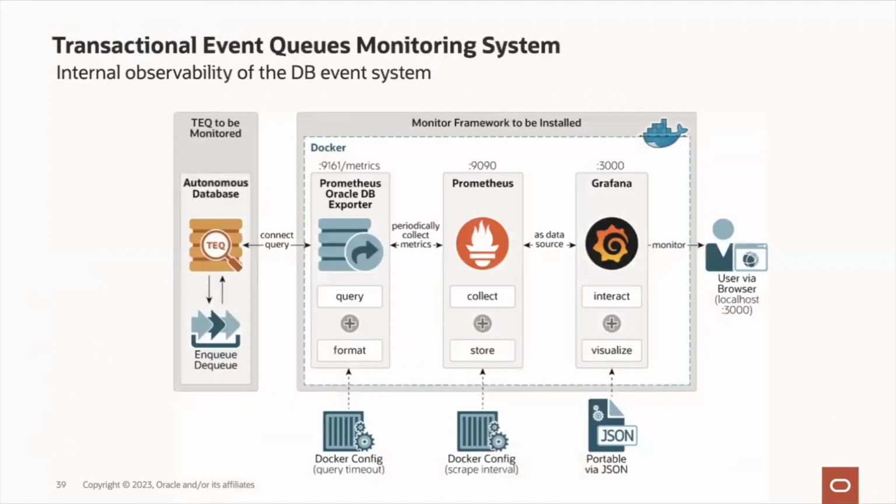Here's an illustration of the full transactional event queue monitoring system in action. On the left is the Oracle database with the transactional event queues to be monitored. As discussed earlier, transactional event queues are designed for high throughput messaging and event streaming in Kafka-compatible transactional applications using Oracle Database. In the middle, we have the Docker container running the transactional event queue monitoring components. A Prometheus exporter for Oracle Database that connects to the database, queries metrics from GV$ tables, and formats the results into Prometheus-like metrics.